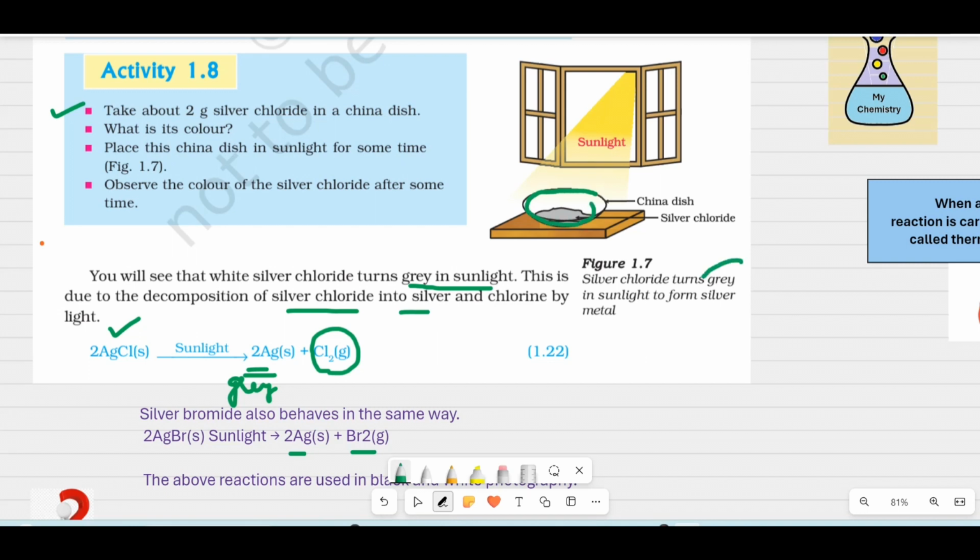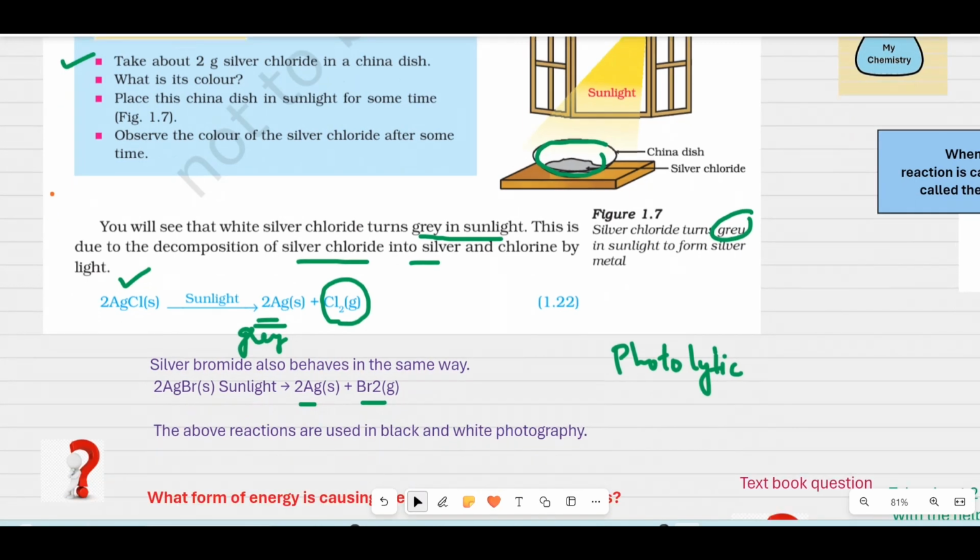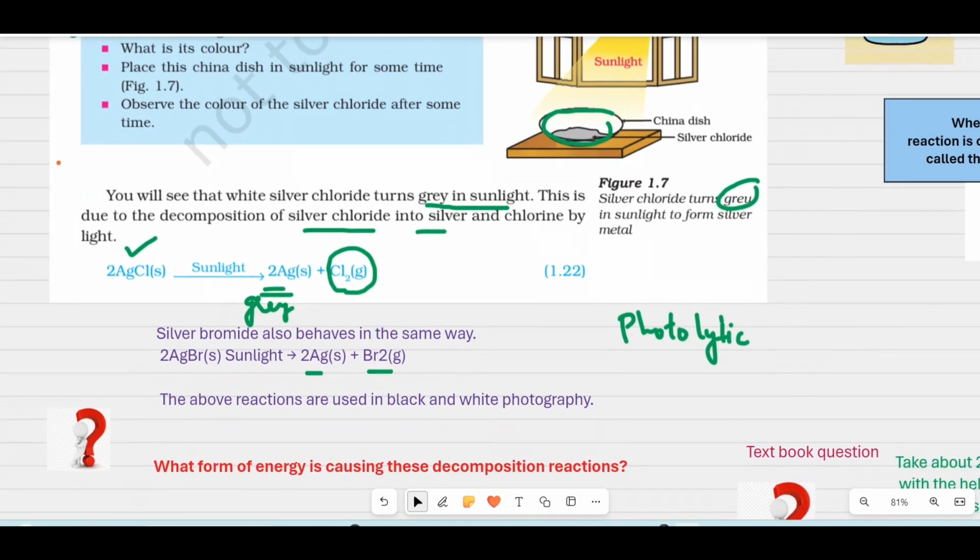So for this kind of decomposition, we have used sunlight. This type of decomposition we say is photolytic decomposition or photolysis. And this reaction is used in black and white photography.